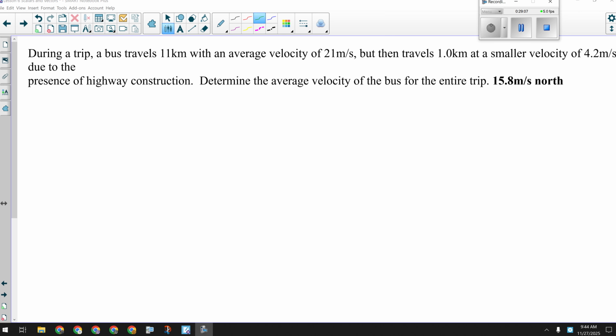So what we've got here in part 1 is that we have a distance of 11,000 meters. Why did I do that?